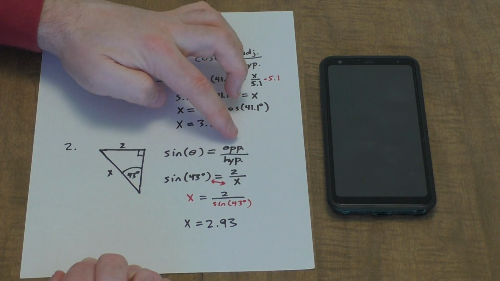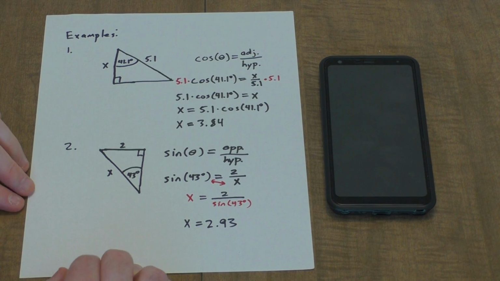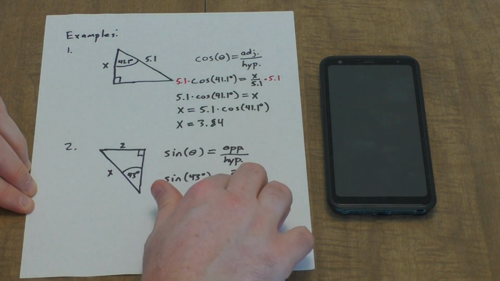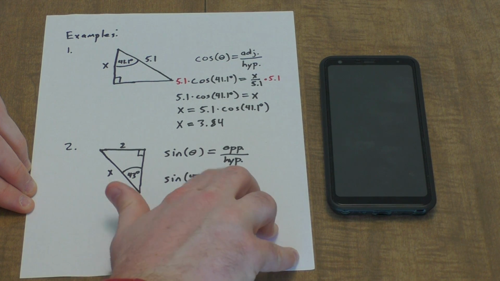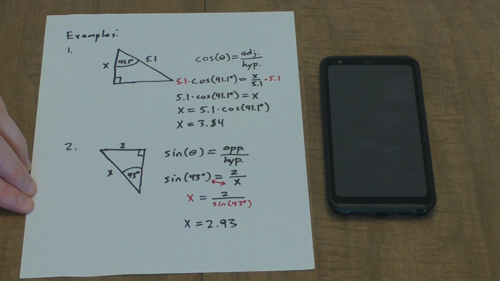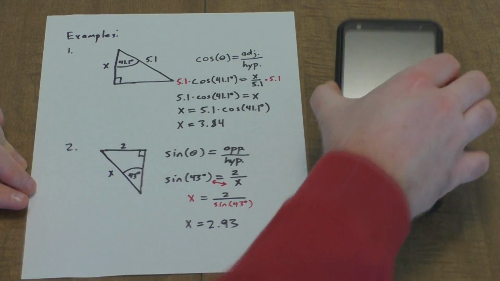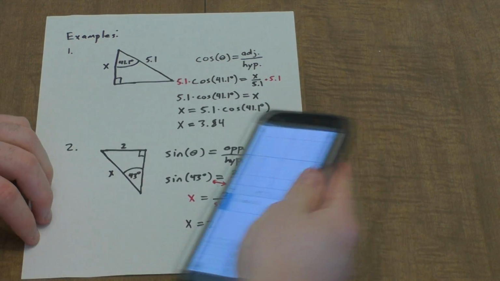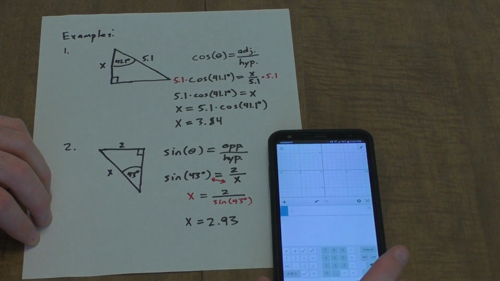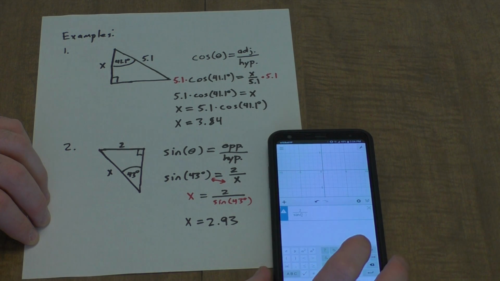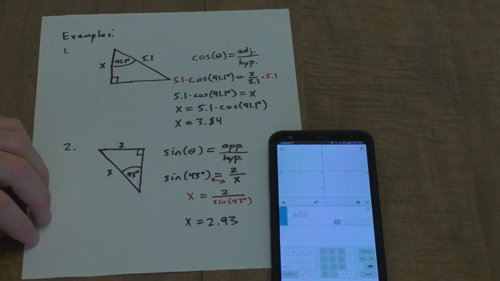So sine of theta equals opposite over hypotenuse. Plug in opposite for 2, plug in the hypotenuse x, and then we're going to switch the x and the sine of 43 degrees. So x is going to equal 2 over sine of 43 degrees, which equals 2.93. Again, we put that in Desmos. I'm just going to have 2 divided by functions sine of 43, 2.93.